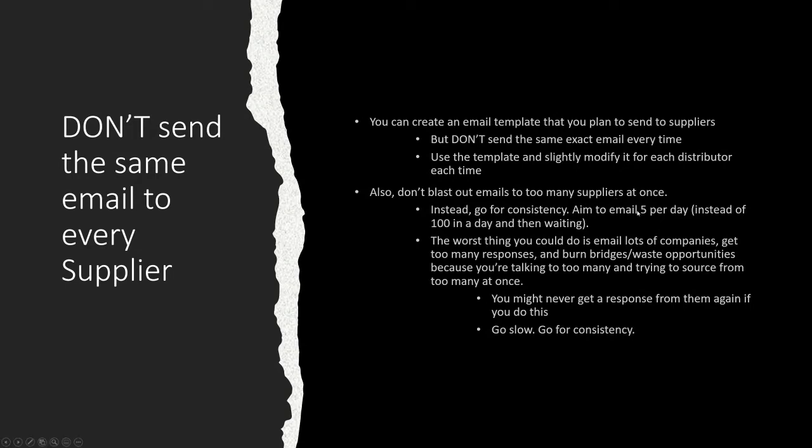So aim maybe to email 5 per day instead of 100 in a day, or a couple hundred a day, and then waiting for responses. The worst thing that you could do is email a lot of these companies and get too many responses, because then you're going to burn bridges and waste opportunities, because you're going to be talking to too many companies at once, and there's no possible way that you can relay all the information and emails back to all these companies, get product catalogs from them, scan through the product catalogs to see which products are profitable, and then obviously buy all those profitable products, right?